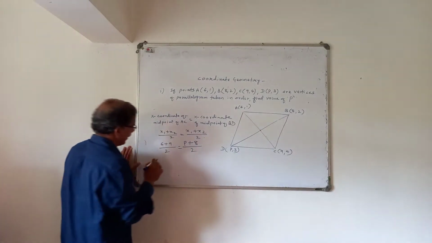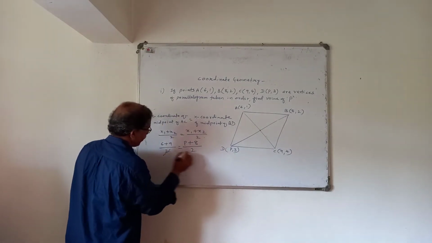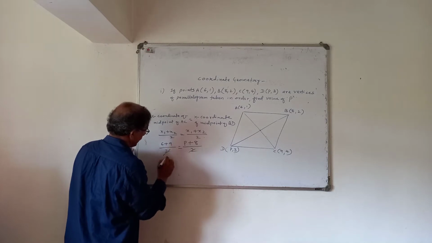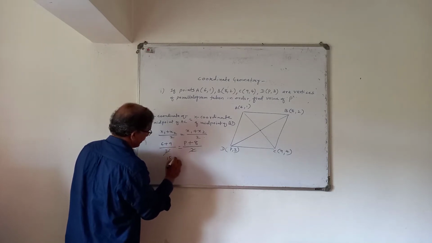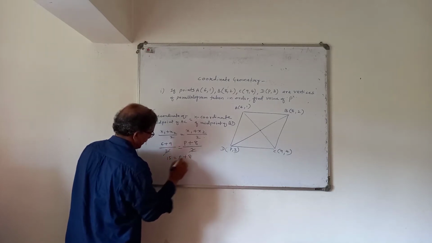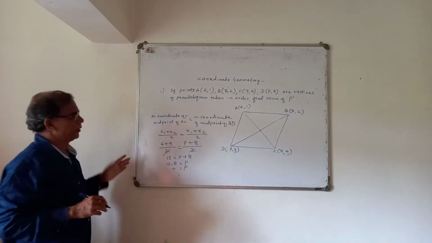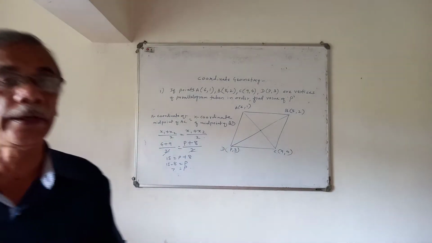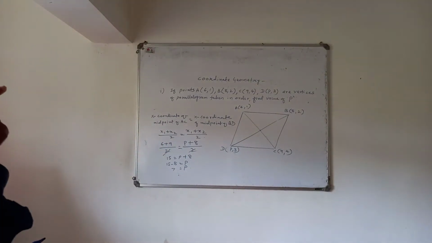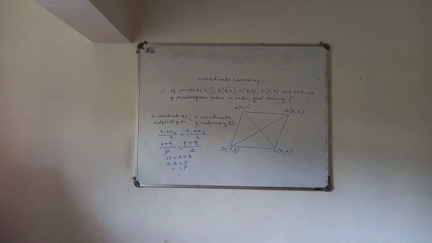So now I can write 6 plus 9 upon 2 equals P plus 8 upon 2, so the 2 will get cancelled. 6 plus 9, so 15 is equal to P plus 8. Or 15 minus 8 is equal to 7. 7 is equal to P. So this is how. That means you should know the property of the diagonals of the parallelogram.